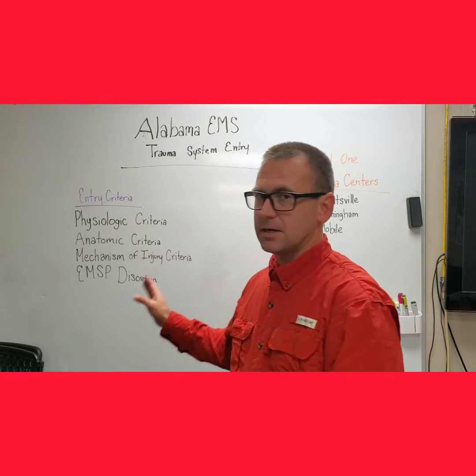Now, as far as neurological, it's going to be head trauma in an adult over the age of 6, as they justify in the trauma criteria, a GCS of less than 13, or head trauma in any child under the age of 5 that has had neurological changes. So that is physiological. Then we have anatomical.